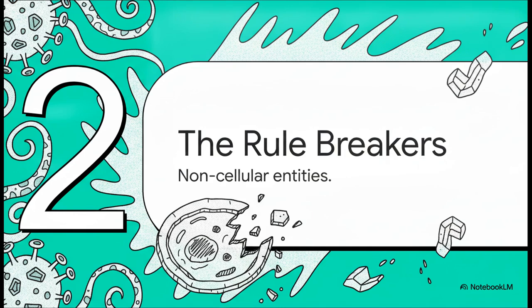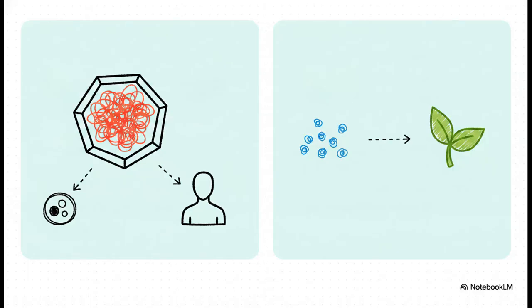Moving on to Section 2, the rule breakers. Let's talk about entities without a cellular body. So, not everything on Earth fits neatly into that beautiful little aqueous compartment we just defined. Enter the non-cellular entities. These are obligate intracellular parasites that have absolutely no true cellular body of their own.